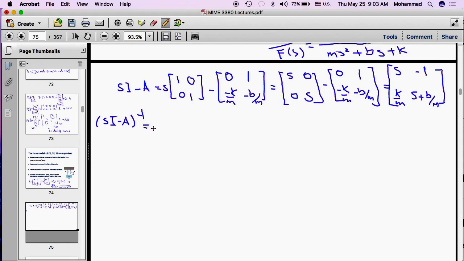What will we do when we have a 2 by 2 matrix? We switch the diagonal elements, change the sign of the off-diagonal elements, and divide by the determinant. So it's going to be another 2 by 2 matrix. s plus b over m comes here. This becomes 1. This becomes minus k over m. And this becomes s, divided by, now what is the determinant of this matrix?